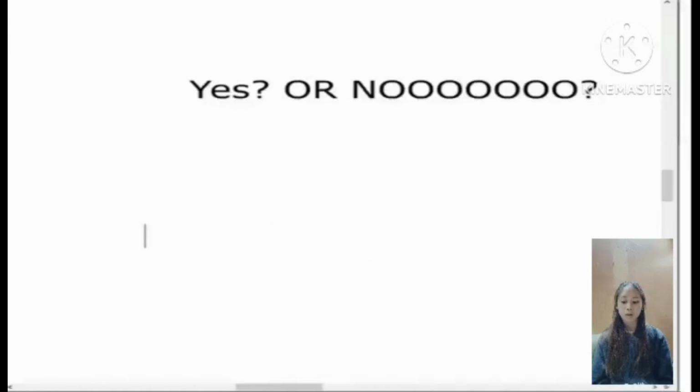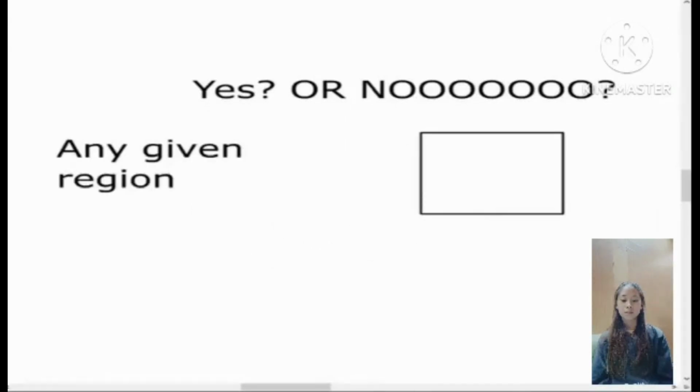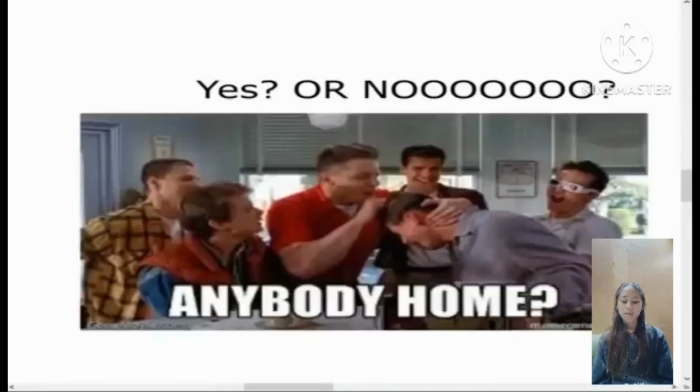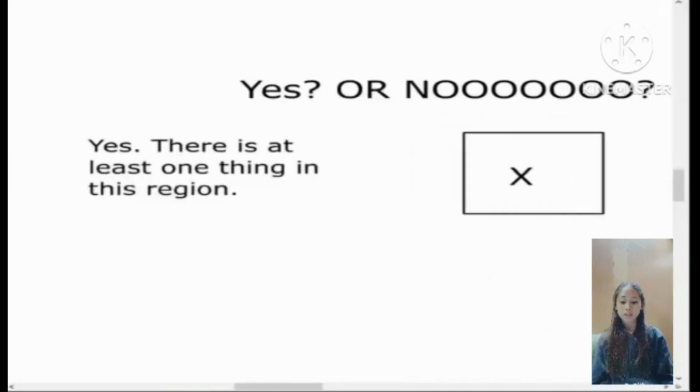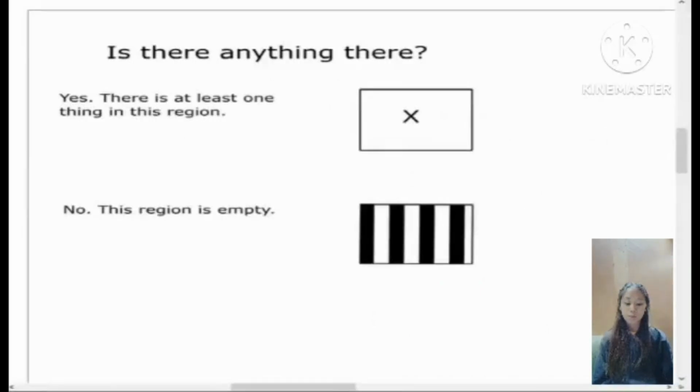The kind of information we're interested in for categorical arguments can be thought of as answers to yes or no questions. For any given region, we just want to know, is there anything there? If the answer is yes, we put a small x completely inside the region. That means there is at least one thing there. Meanwhile, if the answer is no, meaning the region is empty, then we shade that region.